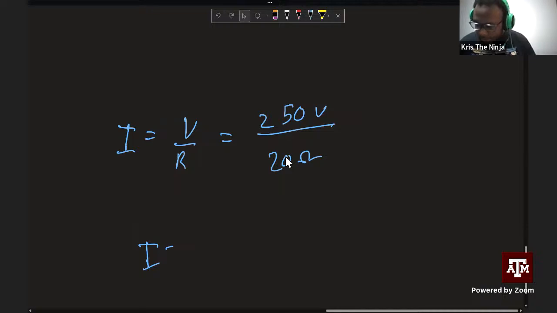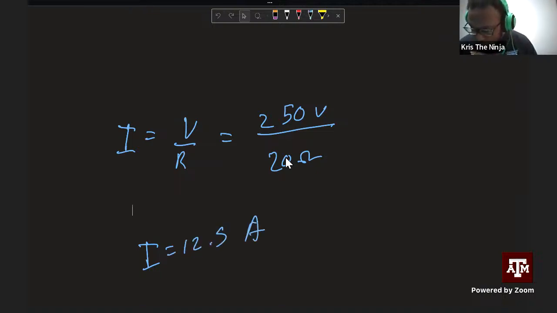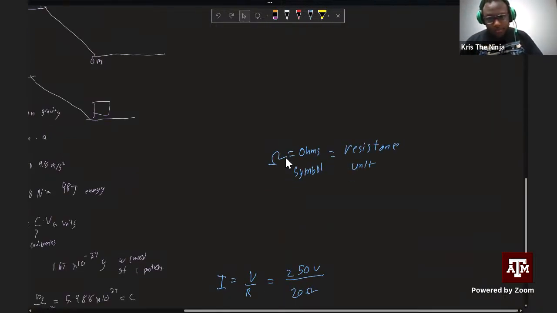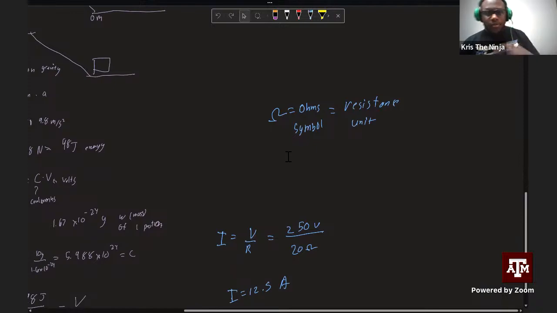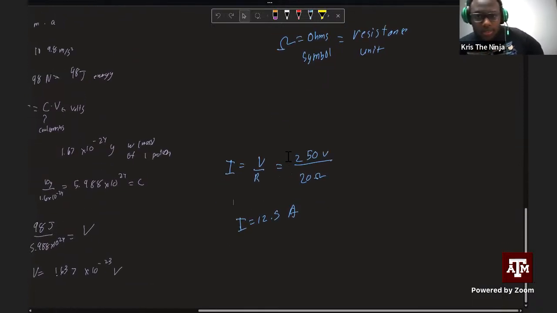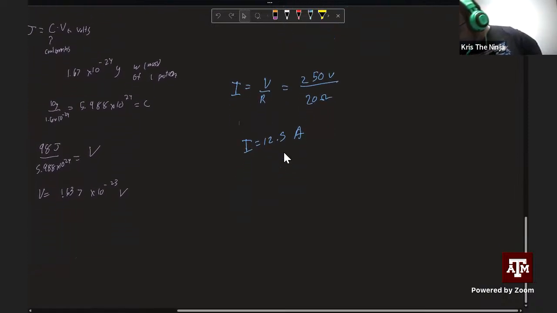By the way, just for a side note, this is the ohms symbol, and that's what resistance is measured in. So you see ohms, that's what resistance is measured in.